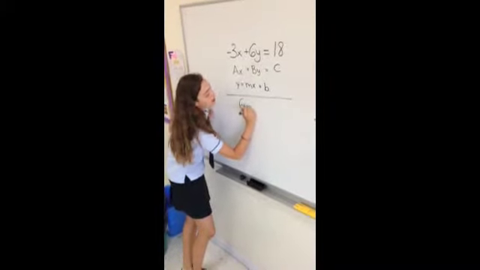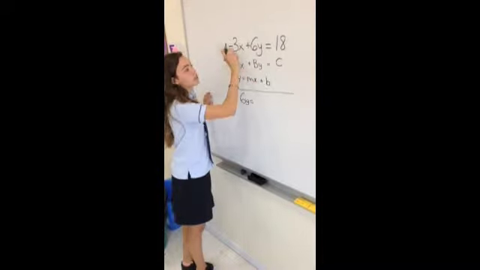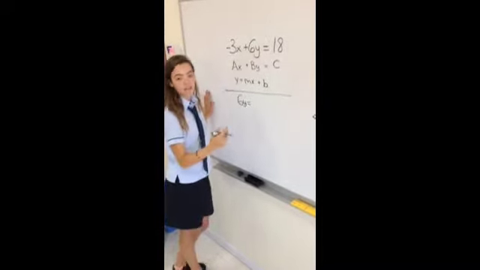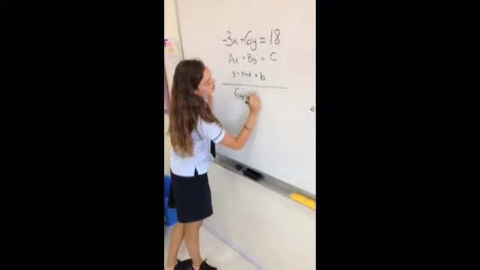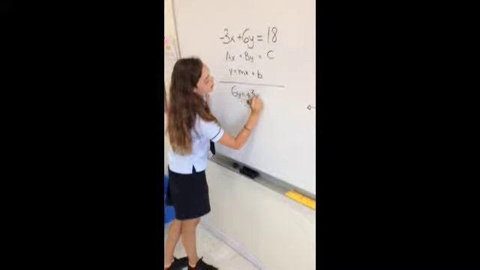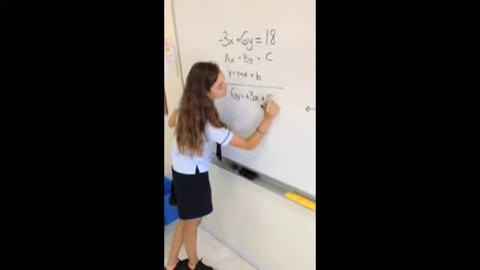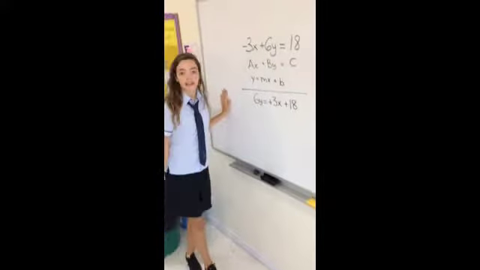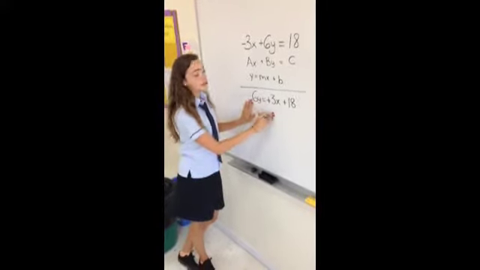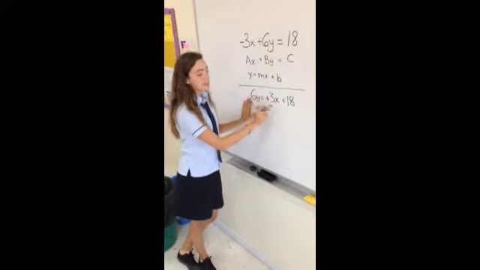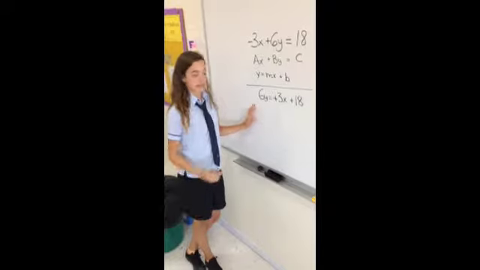So 6y equals positive 3x, because once you move a number to the other side of the equal sign, the charge changes. So positive 3x plus 18. Sadly, our y still isn't isolated. So what we have to do is divide those 2 other numbers by 6.